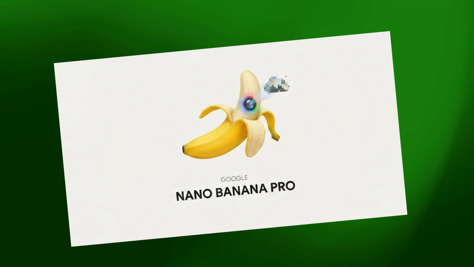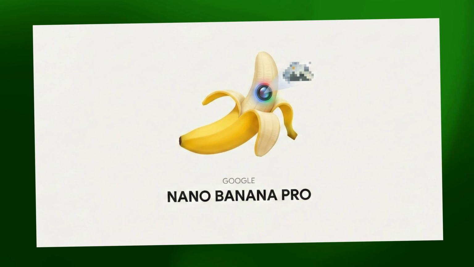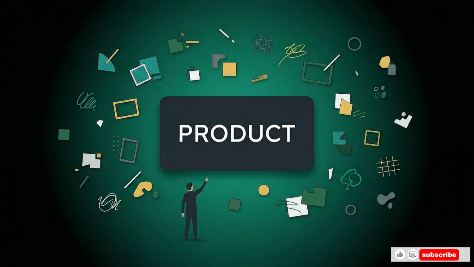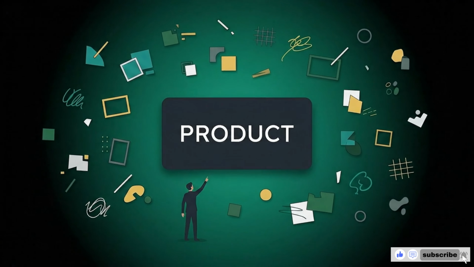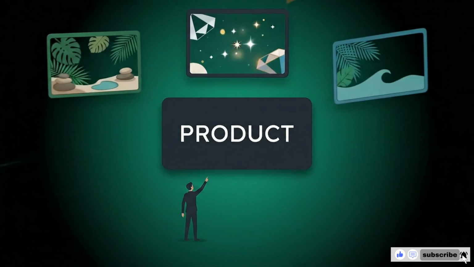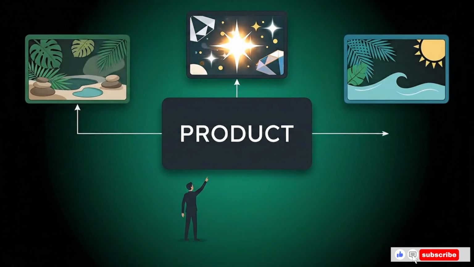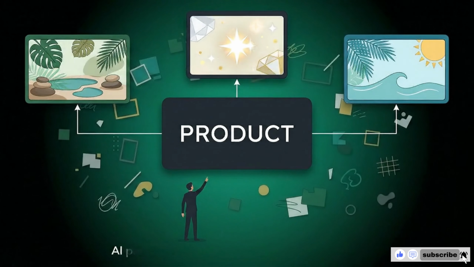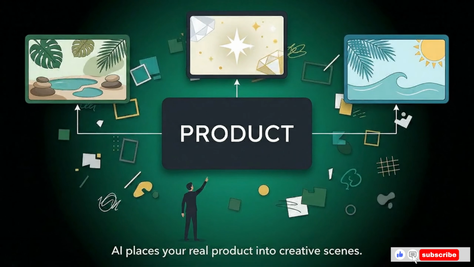When you upload your product into a tool like Nano Banana Pro or Nano Banana 2, the AI uses that image as a reference object. Think of it like this. You're giving the AI your product and saying, take this exact item and place it into different creative worlds. That's the shift. You're not generating random products. You're generating scenes around your real product.